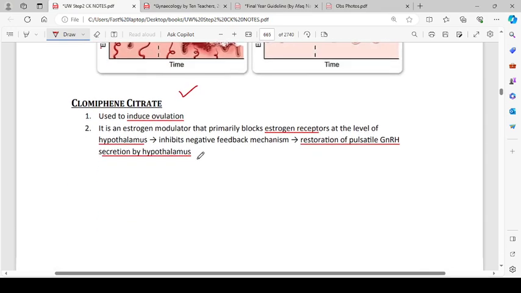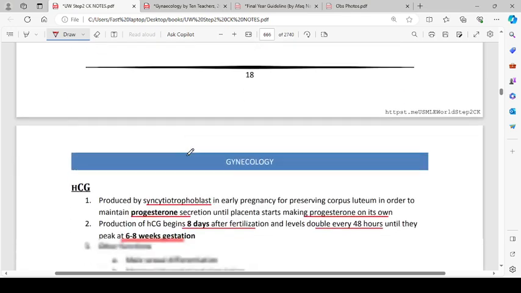Then clomiphene citrate, it is used to induce ovulation. It is an estrogen modulator that primarily blocks the estrogen receptors at the level of the hypothalamus, inhibits the negative feedback mechanism, and restores pulsatile GnRH secretion by the hypothalamus.